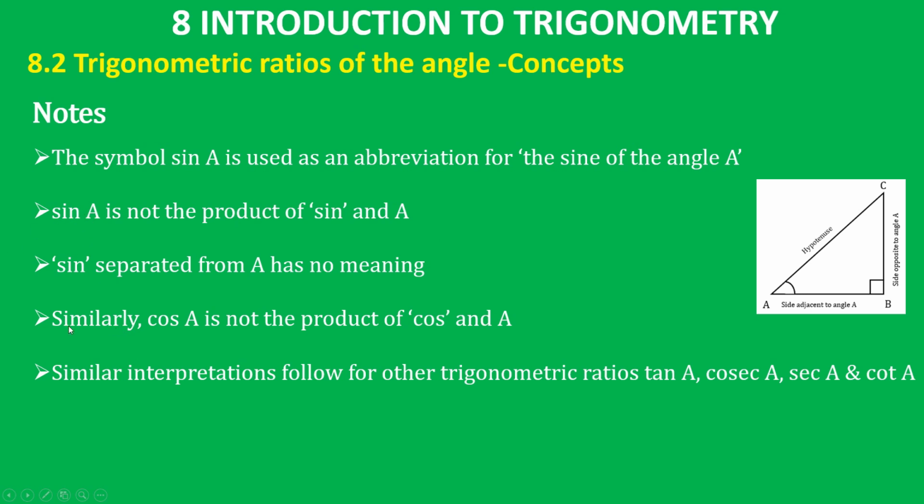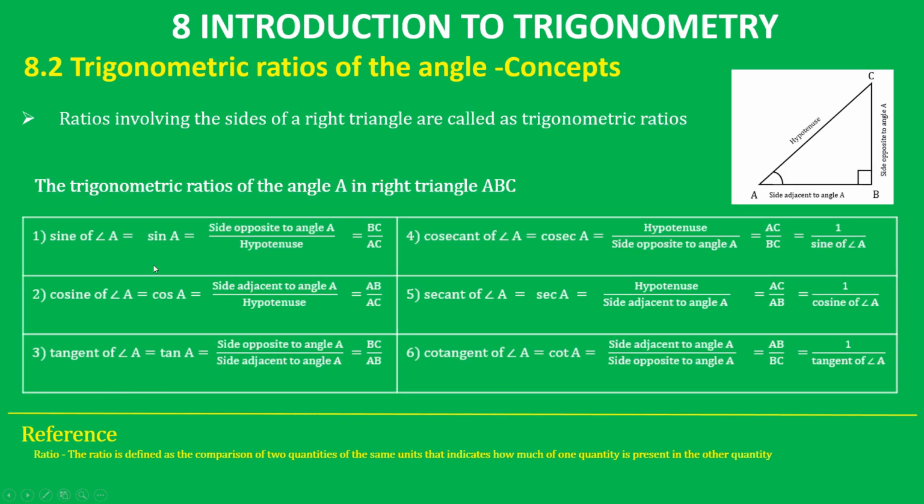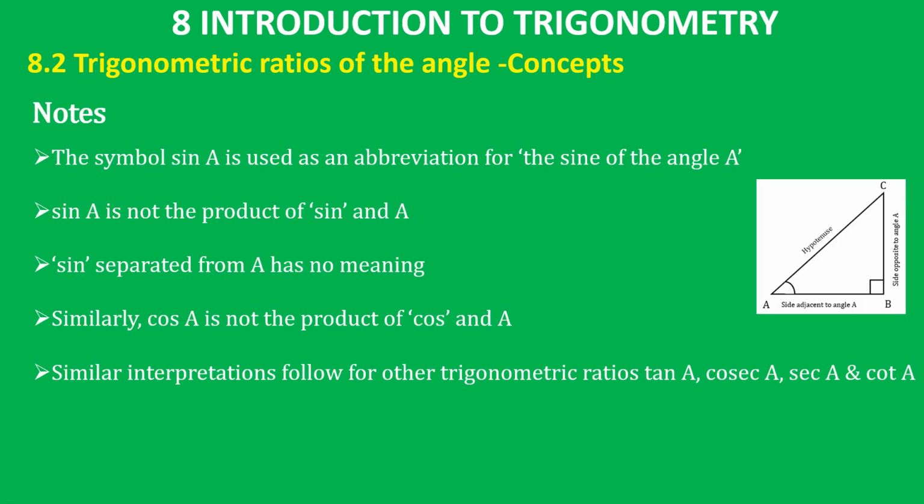Similarly, cos A is not the product of cos and A. Similar interpretation follows for the other trigonometric ratios: tan A, cosecant A, secant A and cot A. In this slide, what we are learning is that sin A is not the product of sin and A. It is an abbreviation of sine of angle A. There should be a space between sin and A. Similarly, cos A, tan A, cosecant A, secant A and cot A. We have completed these notes. Then we will go to the next slide.